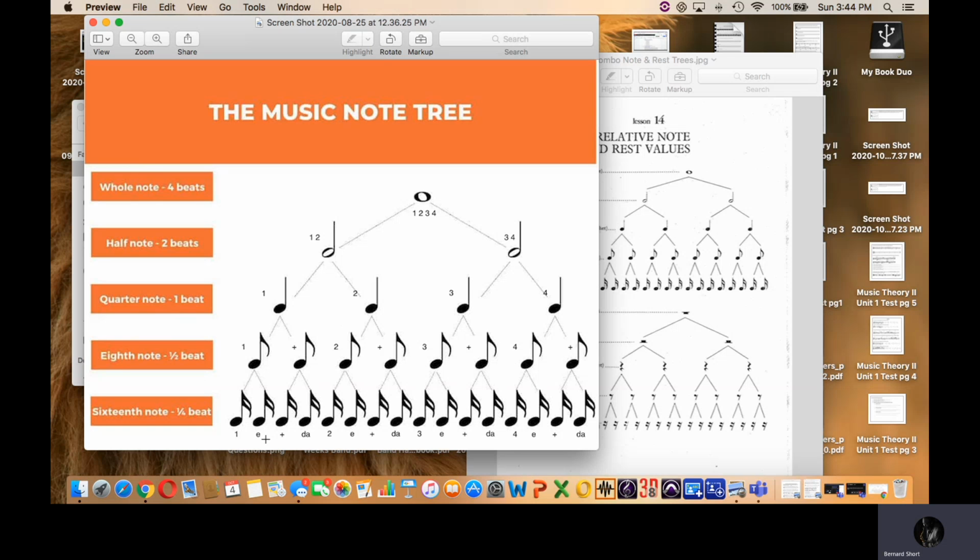Now, the 16th notes, the way we count each fourth of the beat, the first note, no matter what beat we're on, is always going to be that number beat that we're on.